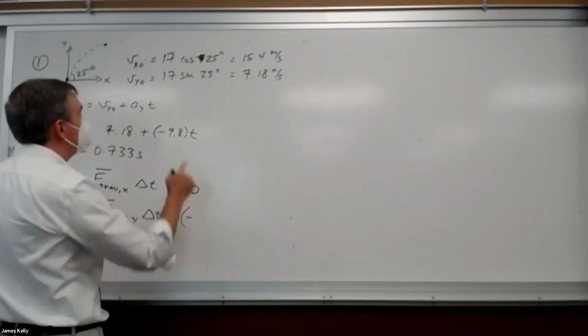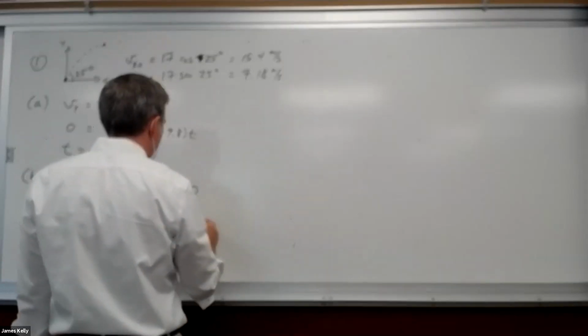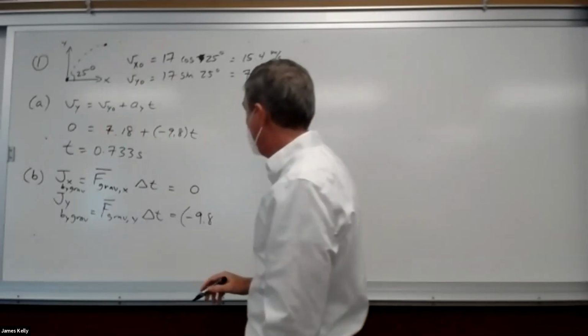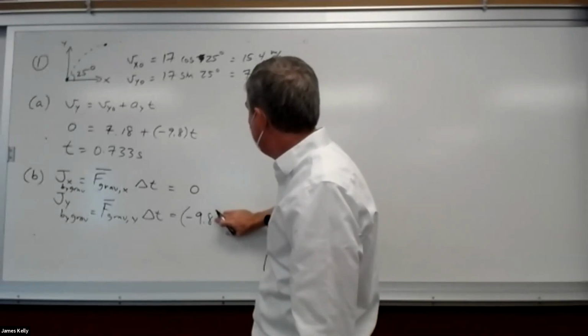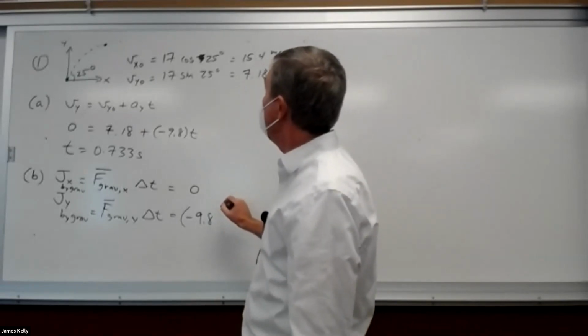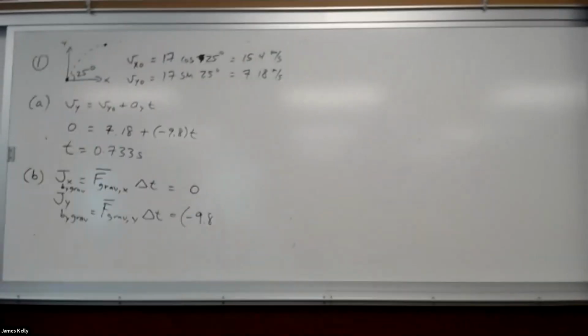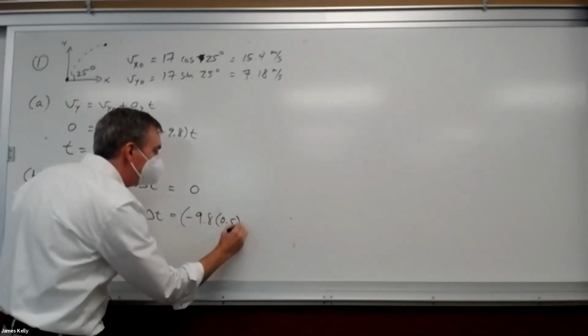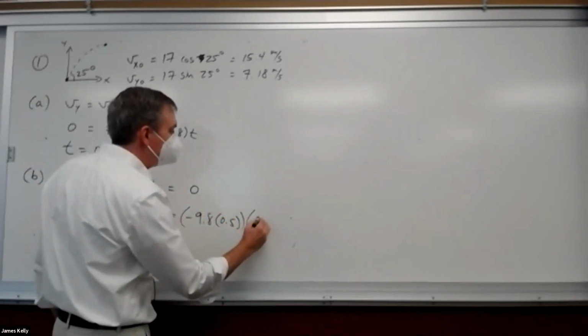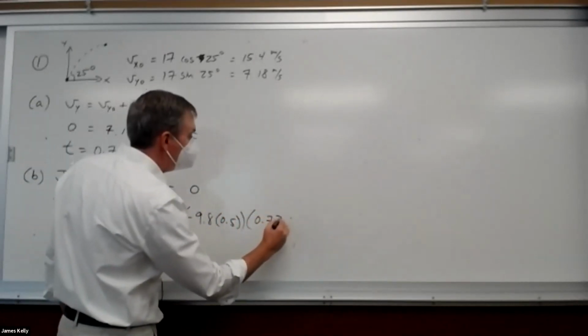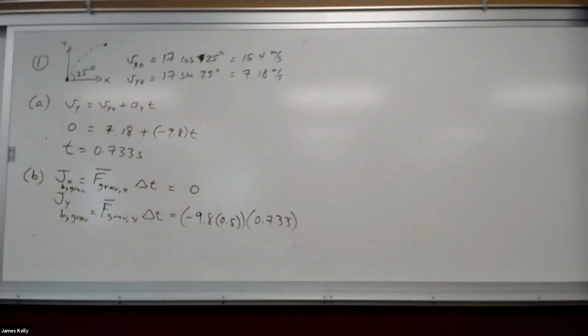And that, if our plus y is up, you have to specify, in order to know what this y component means, we need to know what coordinate system we're using. The gravitational force is minus 9.8 times the mass, mg. What is the mass? Half a kilogram. So g times m, that's our F gravitational y average, times delta t, that's 0.733 seconds. And that multiplies out to minus 3.59.